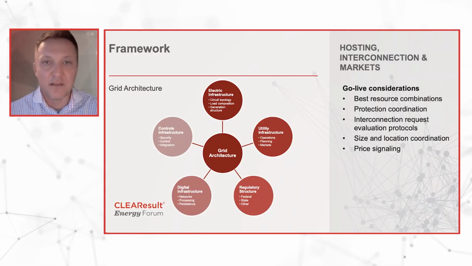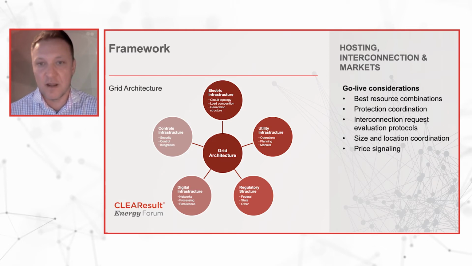I could talk about hosting, interconnection, and markets, but those aspects are largely going to be handled by regulatory agencies. That doesn't mean that utilities don't have a role to play in their development and ongoing review, but by and large, those rules are set outside the boundaries of grid operations. And so the chart on the left here is the grid architecture framework itself. And this is a roadmap that you can use to keep track of all the different components of technology planning and market mechanisms that I've already mentioned.